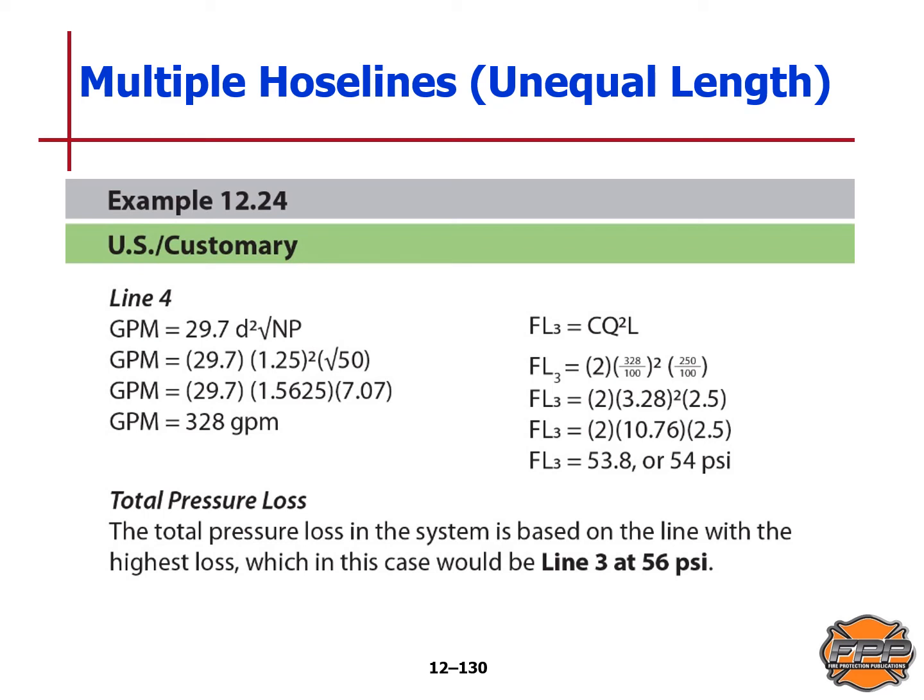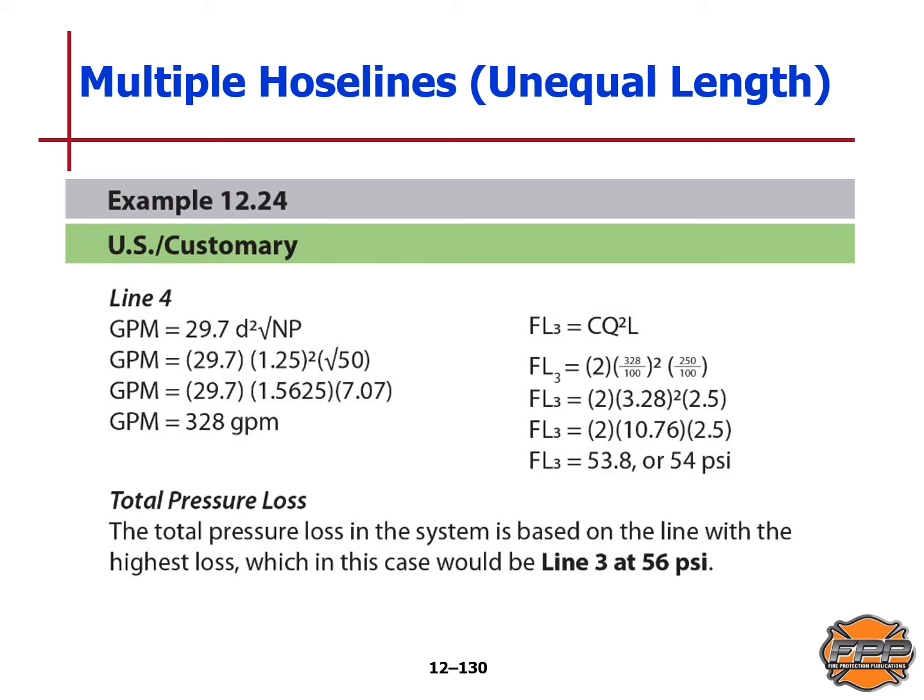Now your friction loss 3 equals CQ squared L. That's your standard formula. So you plug in your numbers. Friction loss 3 equals 2 times 328 divided by 100, squared, that's your flow divided by 100 squared, and 250 divided by 100, that's your hose length divided by 100. So you take your friction loss and plug in the numbers, which is 2, and that's your coefficient from your table, times 3.28 squared times 2.5, and you work out the math. Friction loss 3 equals 2 times 10.76 times 2.5, and that gives you a friction loss of 53.8 or 54 psi.